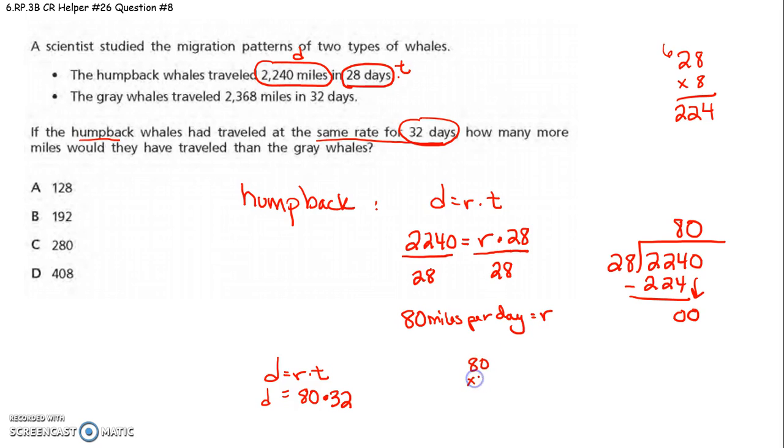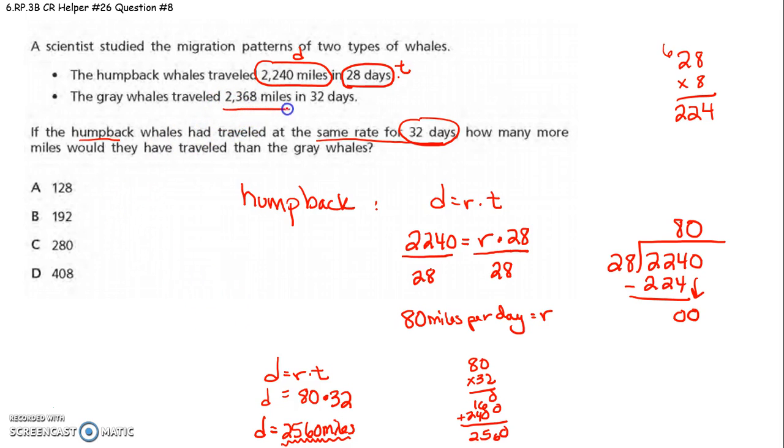So 80 times 32. 2 times 0 is 0. 2 times 8 is 16. Put down a 0 placeholder. 3 times 0 is 0. 3 times 8 is 24. Add that up. 0, 6, 5, 2. So that distance was 2,560 miles. So now I know that this humpback whale traveled 2,560 miles in 32 days. So after 32 days, it traveled 2,560 miles.